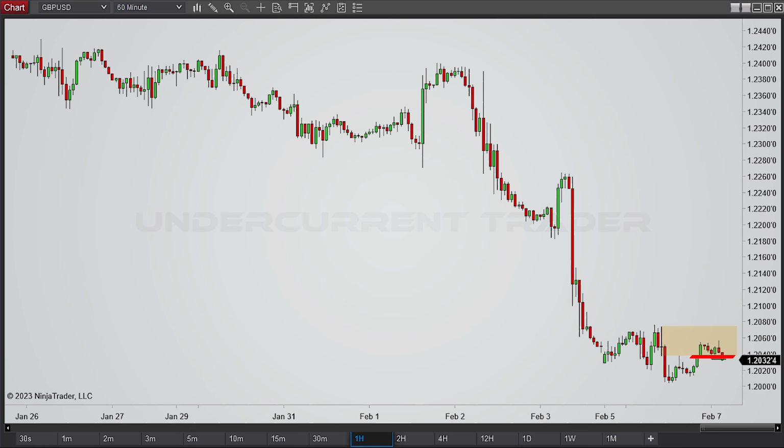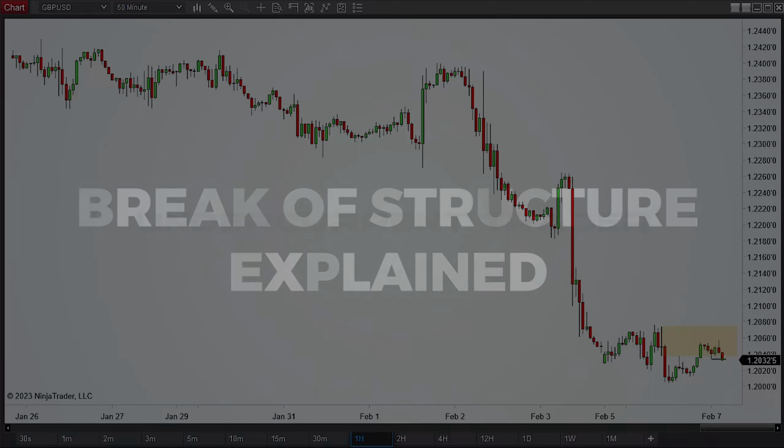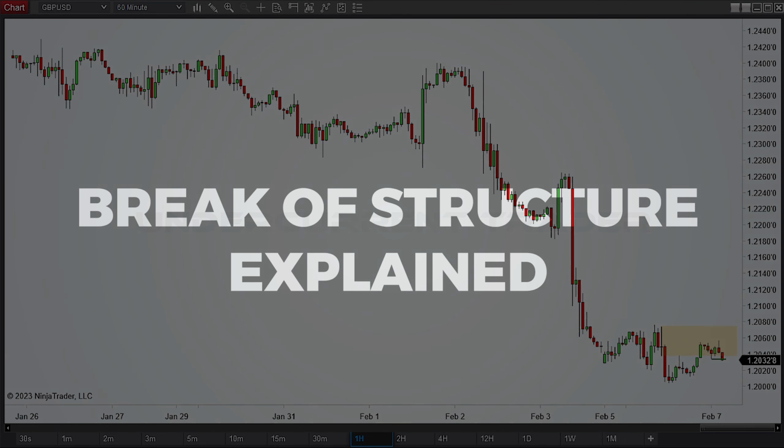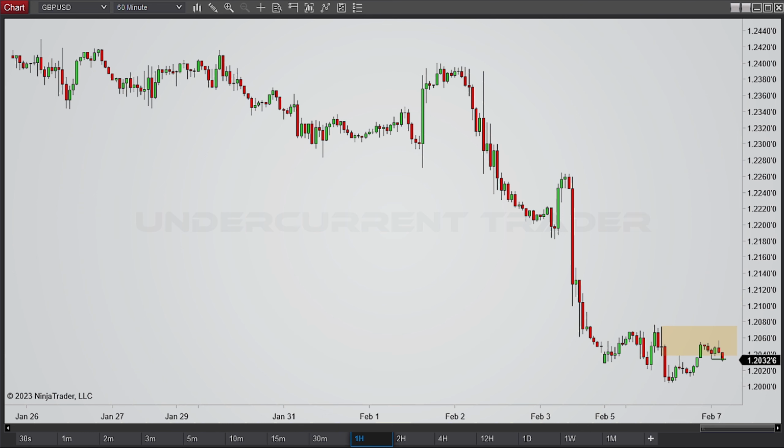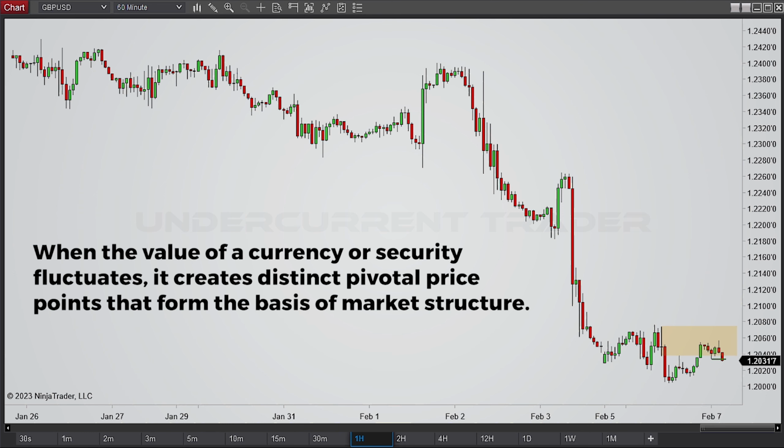And you know, speaking of market structure, for those of you who are new to day trading, allow me to briefly explain first what market structure is and then how market structure is broken. Basically, the market structure consists of different key price levels that are formed when a currency or security's value fluctuates. Price, as you already know, never remains static. It takes a few steps forward and then several back before continuing on its path.